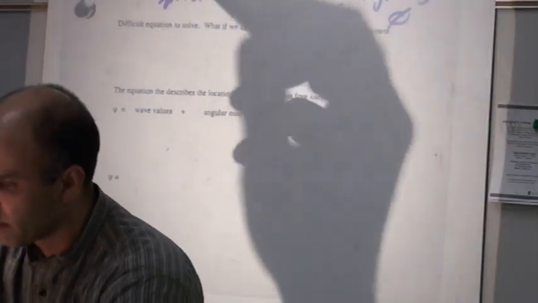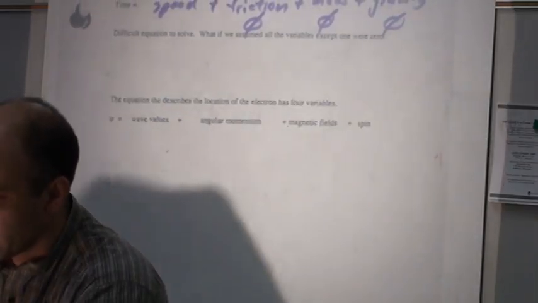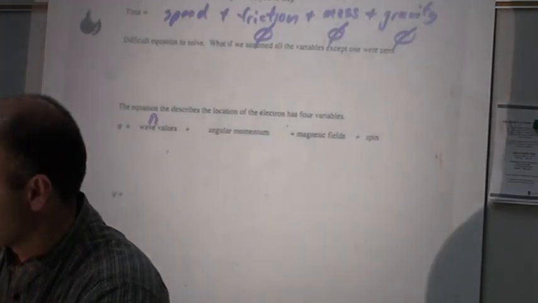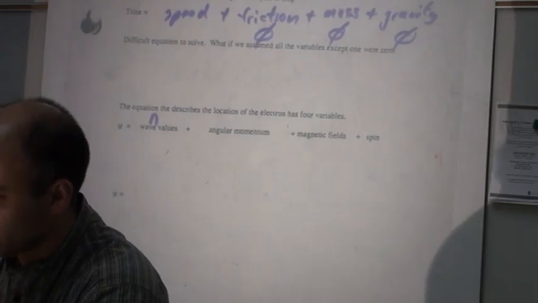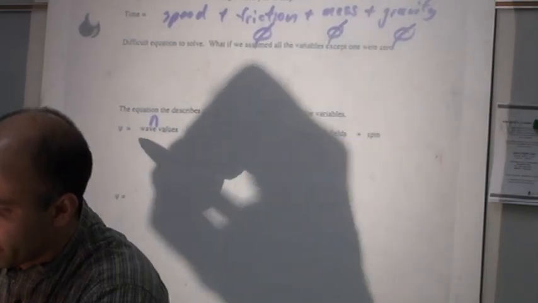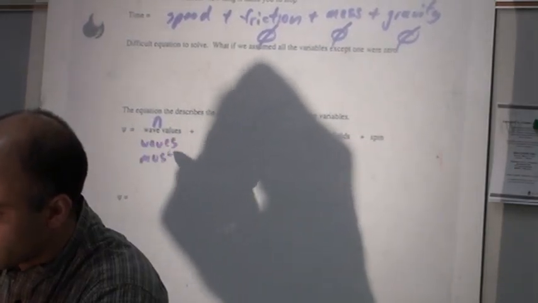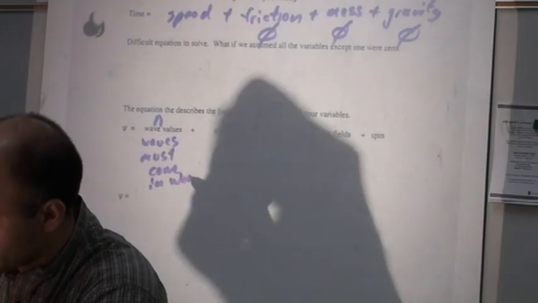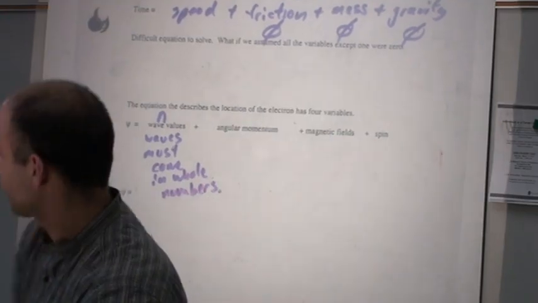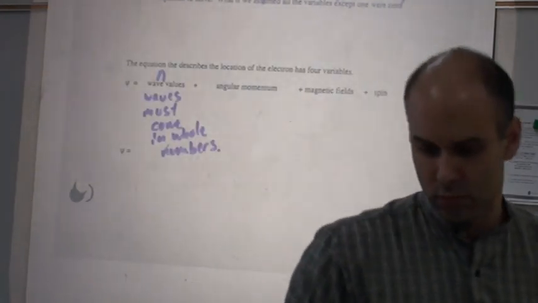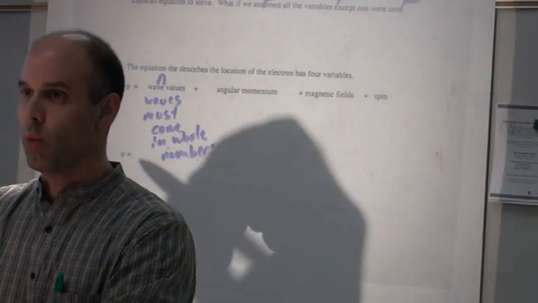So the first variable is called the wave value. The variable for the wave value is n. And what is the wave value? Waves must come in whole numbers. So, if you're going to describe the electron, you need to take into account that it's a wave. And what do waves do? Waves come in whole numbers.